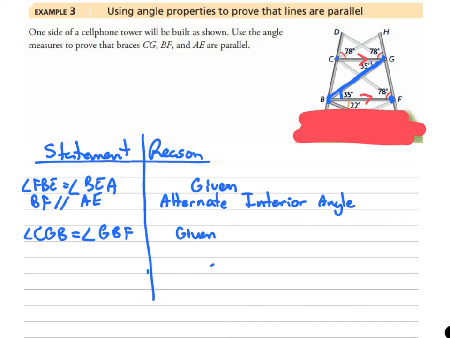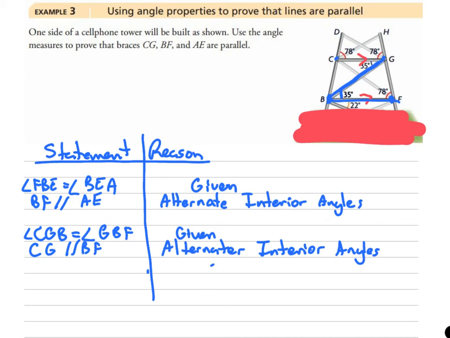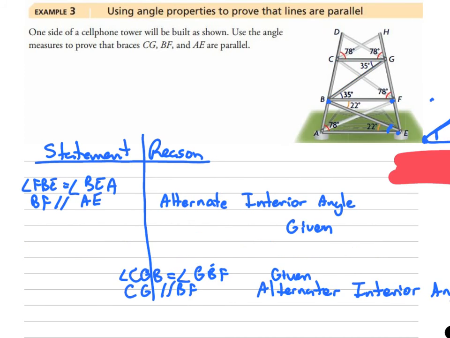And then we can talk about two lines that are parallel. So CG, that line, is parallel to this line, BF. And the same thing we said before, alternate interior angles. And so now we've just proven that those two lines are parallel.